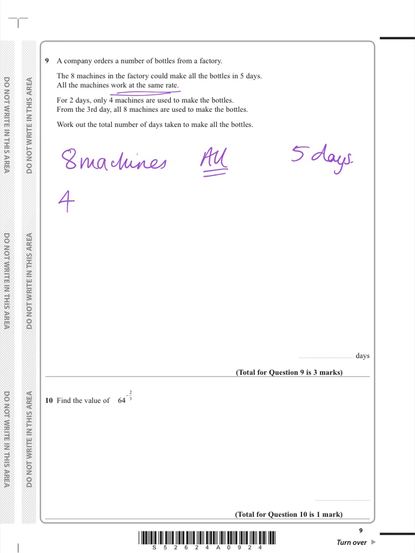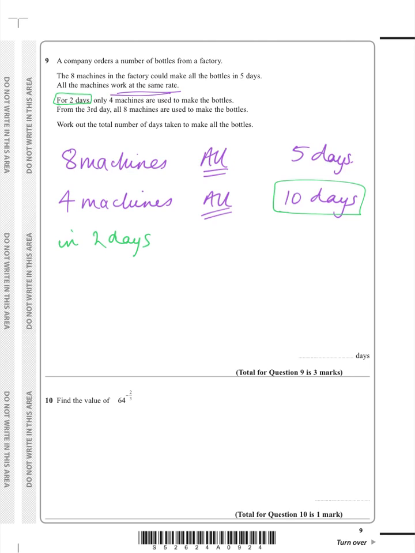Well, if we halve the number of machines, then to make all the bottles, it would take twice the time, so it would take 10 days. Now we know from the question that those 4 machines are only used for 2 days. So 2 days compared to 10 days is a fifth. So in 2 days, we'd have 1/5 of the bottles made. So that's important: 2 days, 1/5 of the bottles are made.